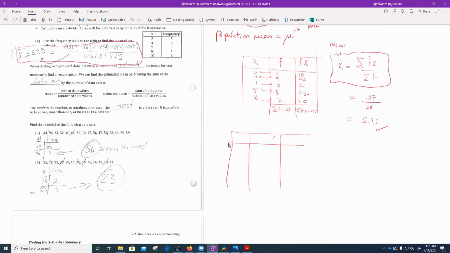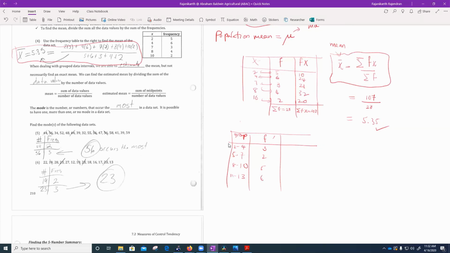Instead of data values, here you have groups. For example, I'm telling you there are three data values from 2 to 4. We don't know the exact values; any number may be 2 to 4, but there are three of them. The next one, 5 to 7, say there are two of them. Then 8 to 10, say you have five of them, and the last one, 11 to 13, say you have six of them.